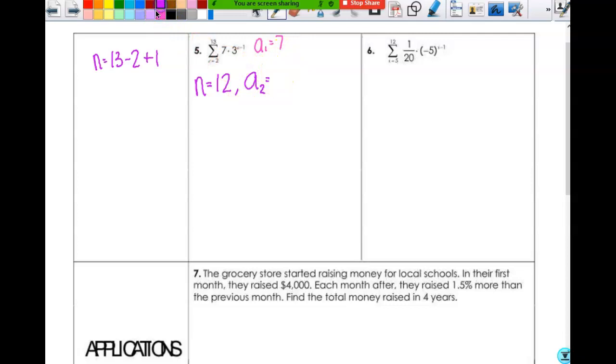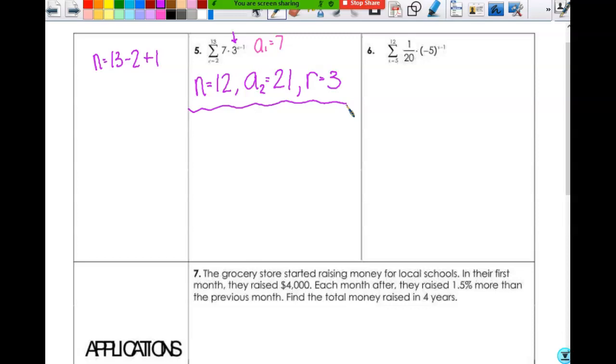But I'm also going to need R, and since R is 3, if the first term is 7, the second term has to be 21. And then this is what I'd be using. Okay? We all good with that?